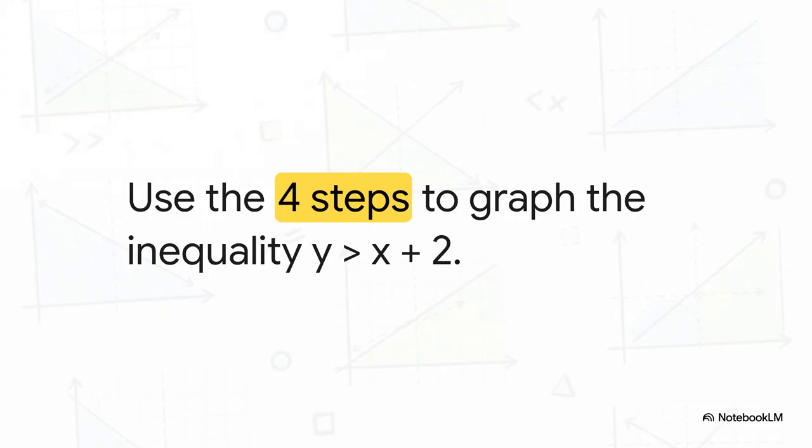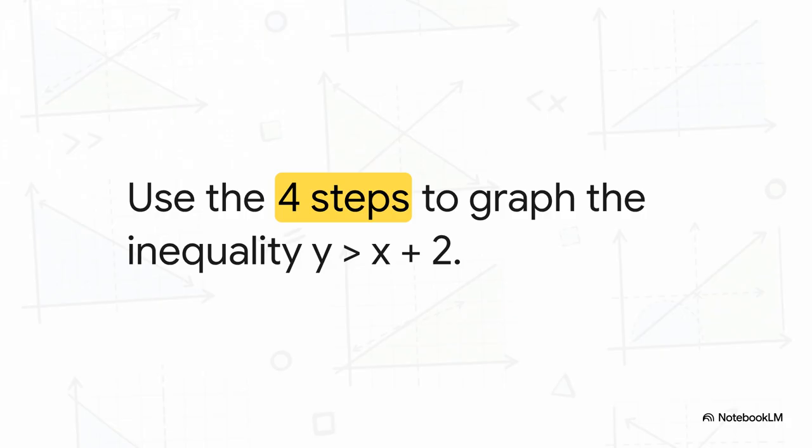Let's actually put this blueprint into action with y is greater than x plus 2. First, we imagine the line y equals x plus 2, giving us a y-intercept of 2 and a slope of 1. Now, because our symbol is strictly greater than, step 2 tells us to make that a dashed boundary line. Okay, step 3, the test point. The absolute easiest point to test, as long as your line doesn't go right through it, is the origin, (0, 0). If we plug in 0 for y and 0 for x, we get the statement 0 is greater than 2. Is that true?